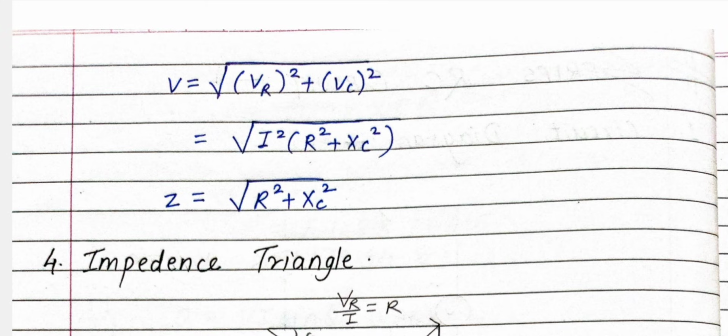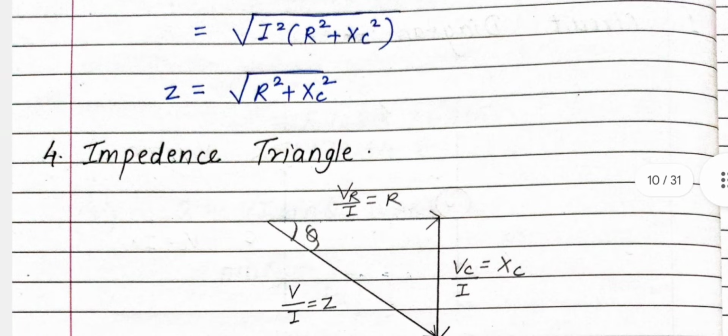And V by I, I have told you what is V by I, it is Z. Only we have used this formula in numerical, so you have to just replace it by Z, and we got impedance which is equal to under root of R square plus XC square.